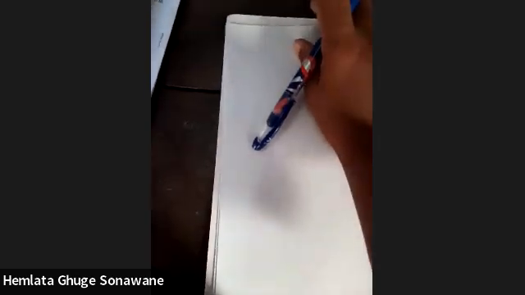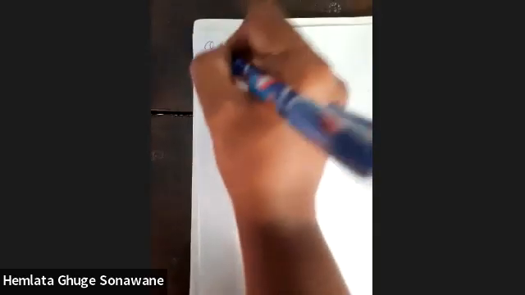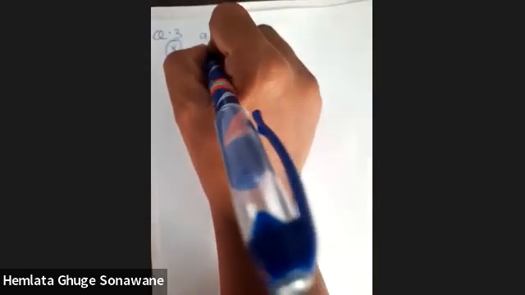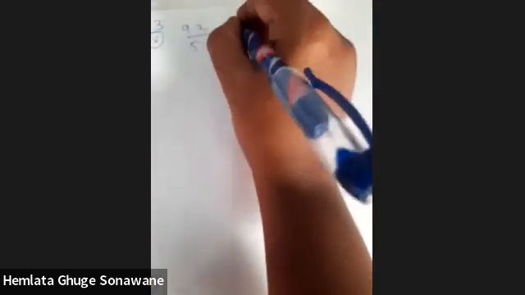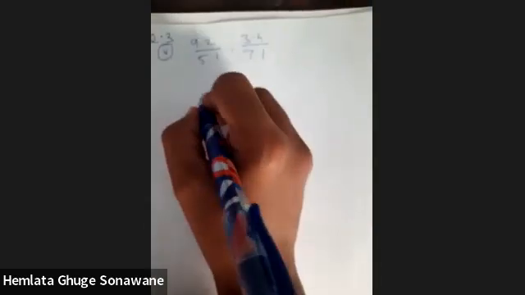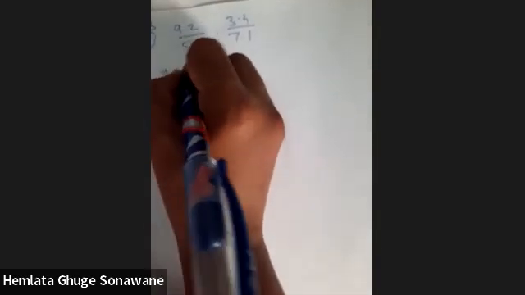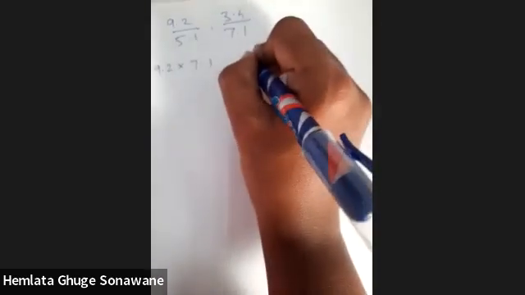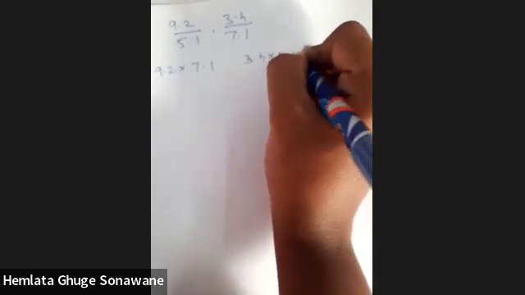We'll take the fifth example of question number 3. 9.2 upon 5.1 and 3.4 upon 7.1. We'll do cross multiplication here. 9.2 into 7.1 and 3.4 into 5.1.